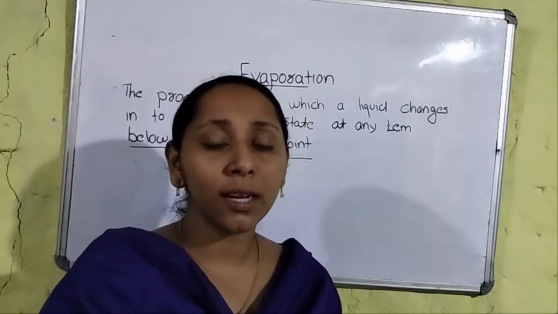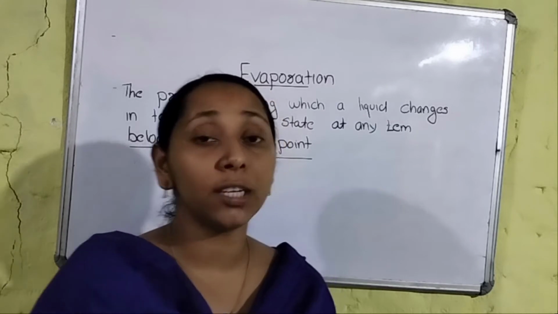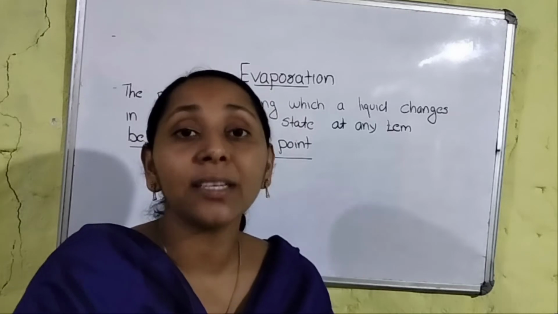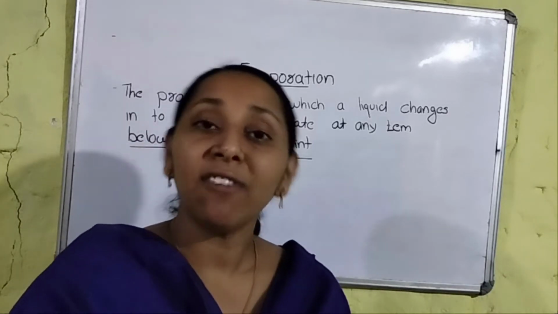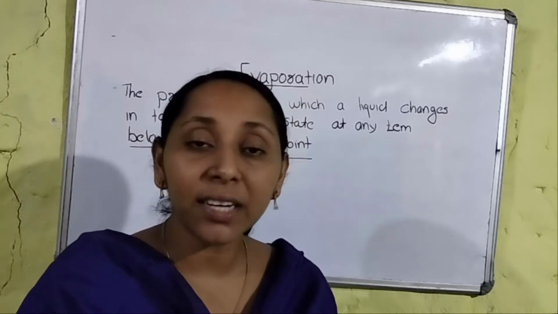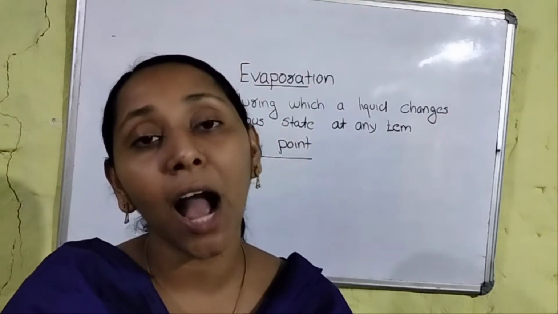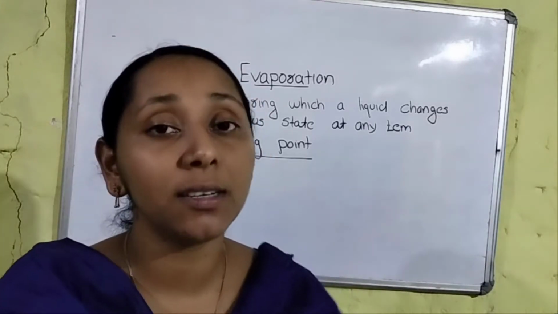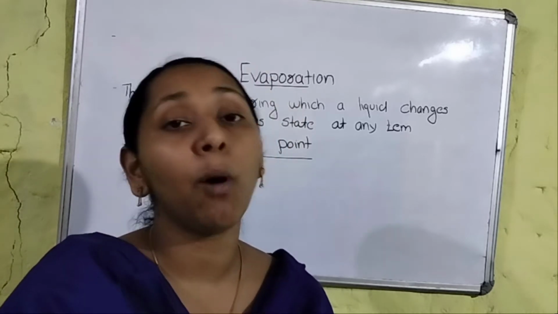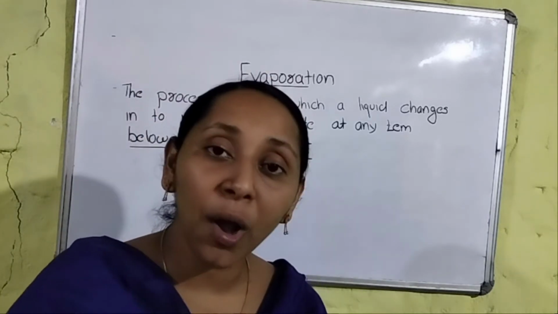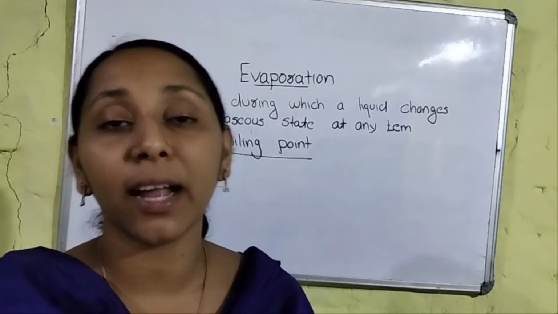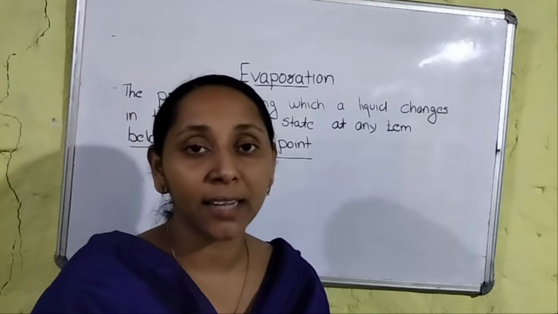So in this case, mainly we are dealing with two terms, boiling and evaporation. Boiling is the same: liquid is converted into vapor. Evaporation is also the same process: liquid is converted into vapor. The difference is that boiling happens at the boiling point onwards, but evaporation happens below the boiling point. Below the boiling point is evaporation; at and above the boiling point is boiling. I hope you can understand the difference.